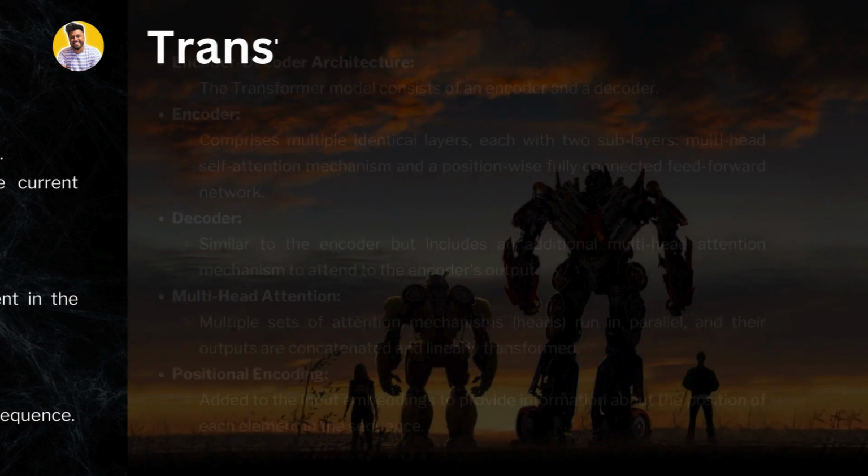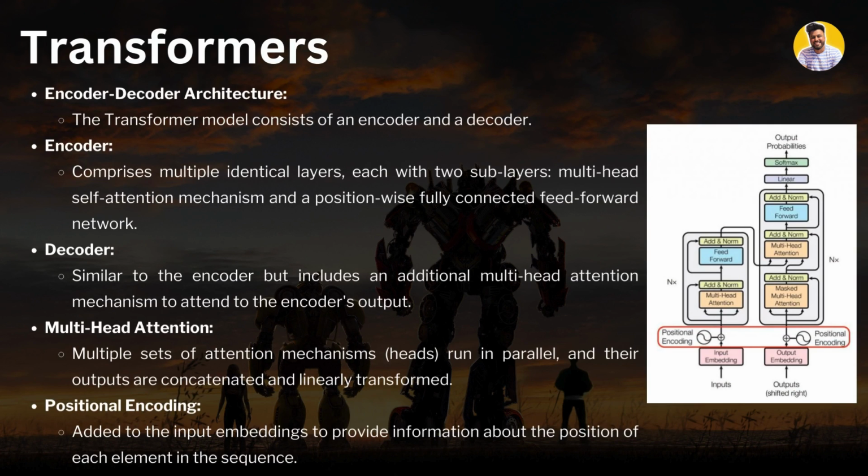So the next thing is transformers. Now if we talk about transformers, the transformer model consists of an encoder and decoder. The encoder comprises multiple identical layers, each with two sub-layers. The first is a multi-head attention mechanism and the second is a position-wise fully connected feed-forward network, so that it can calculate the attention score for each of the inputs given to it and encode it.